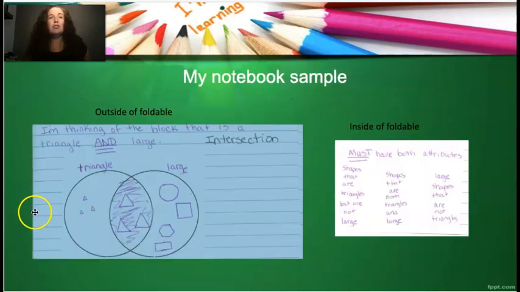Here's an example of what it looks like in my notebook. It says I'm thinking of the block that is a triangle and large. So that would be this area that's shaded in the middle. And underneath that, I have these 3 sections labeled. And so if it's an and, it's an intersection, and it must have both attributes. So make sure you take notes on that in your interactive notebook.